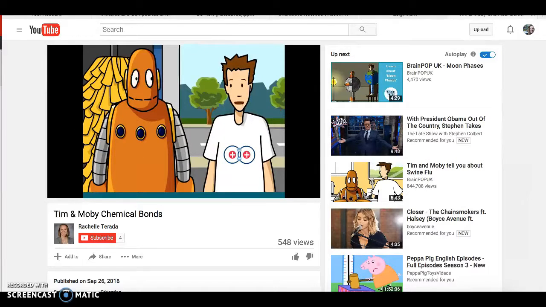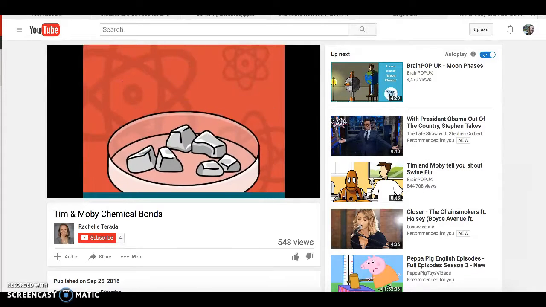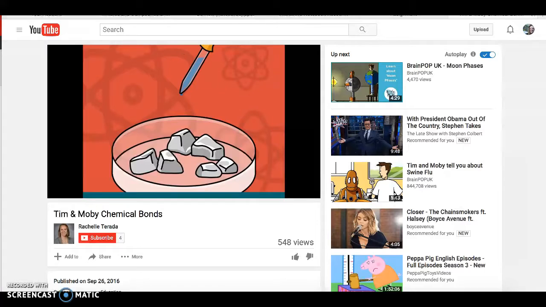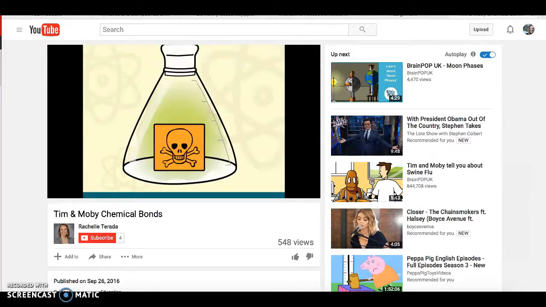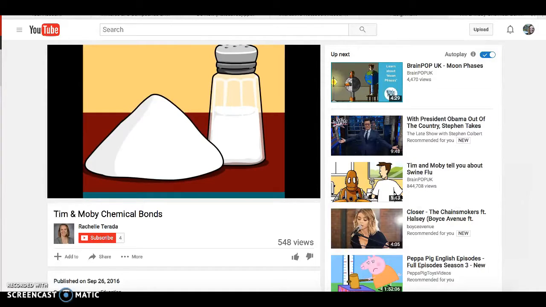On their own, sodium and chlorine atoms have totally different properties than salt. Sodium is a soft metal that burns the skin and explodes on contact with water. And chlorine is a poisonous green gas. But when these 2 elements react, they form an ionic bond, and we get an edible crystal.